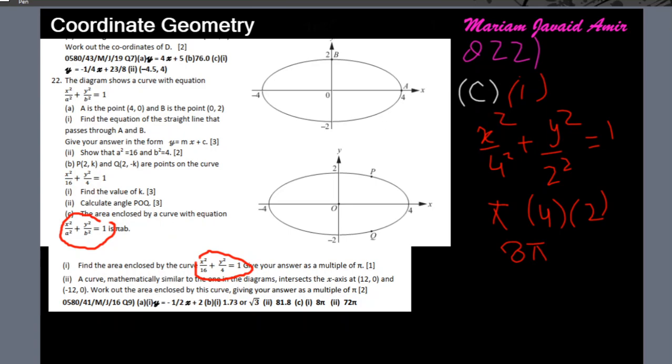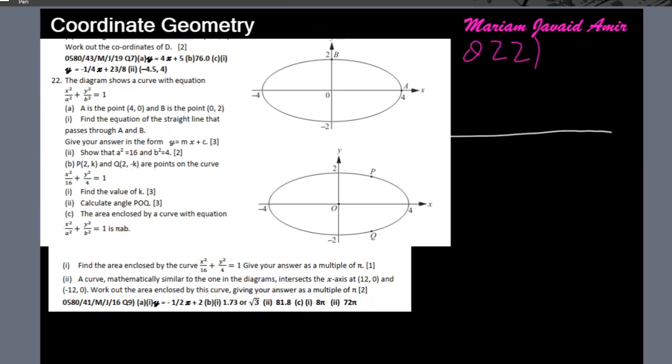C2: A curve mathematically similar to the one in the diagram intersects the x-axis at 12, 0 and minus 12, 0. So we have another curve that now intersects the x-axis at 12 and minus 12. So this is 12 and this is minus 12 right here. Next is, work out the area enclosed by this curve, giving your answer as multiples of pi.